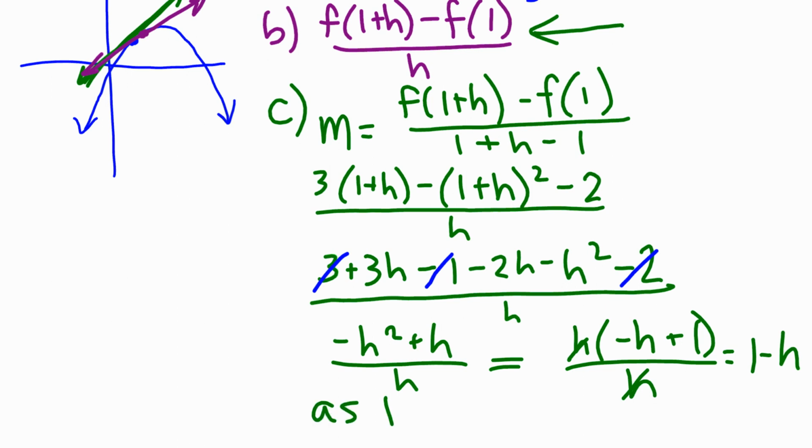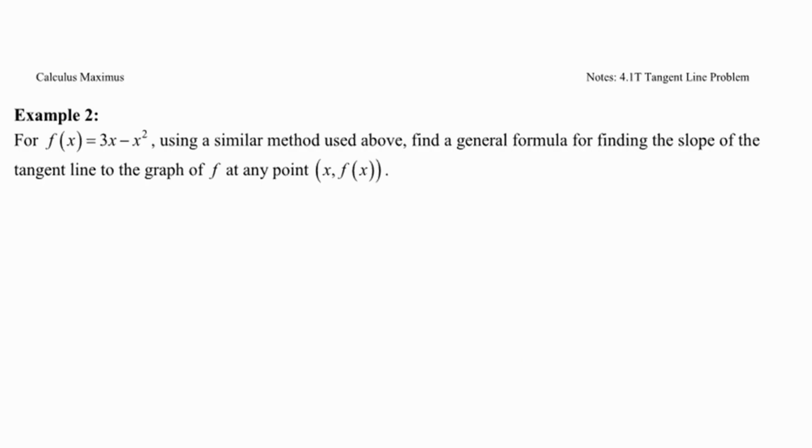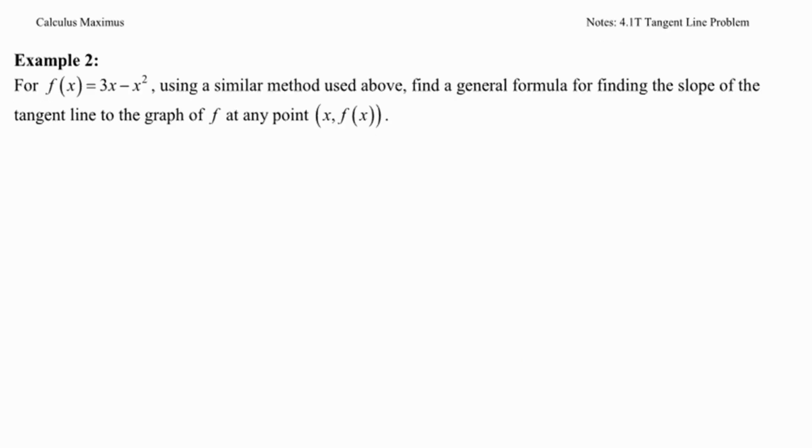But as h gets really close to 0, the slope is going to get really close to 1. And that's the idea of the tangent, and the basic idea of a derivative. All right, find the general formula. This time, instead of finding it at specifically 1, we're going to find it at any point.